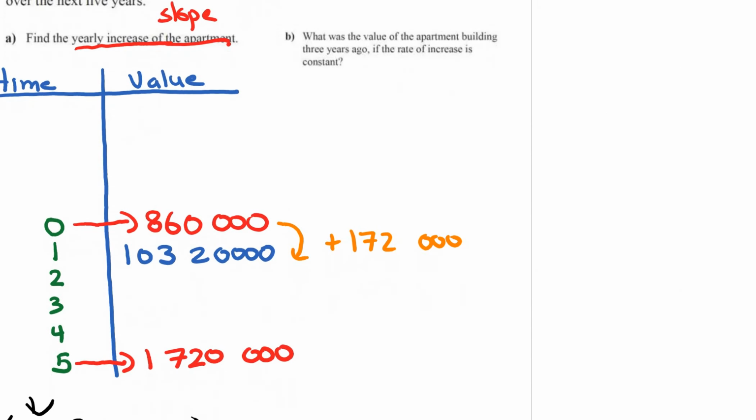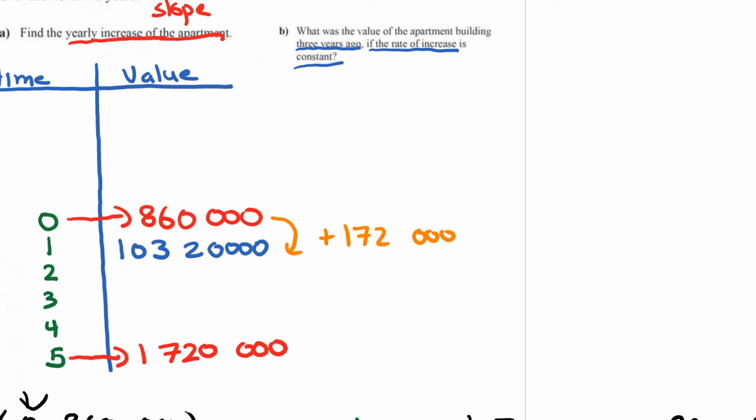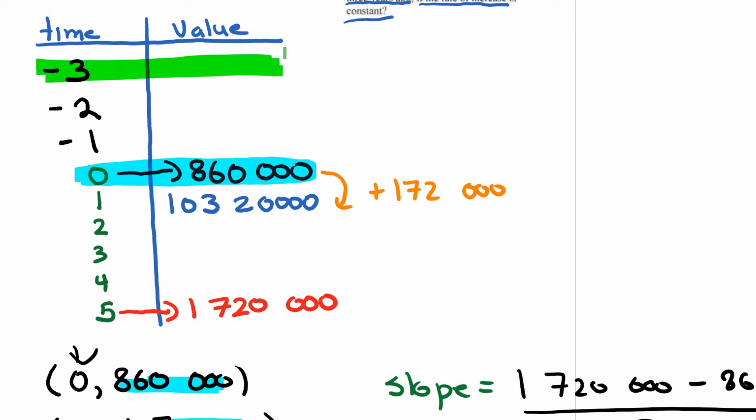Okay, now for part B, the question is asking what was the value of the apartment 3 years ago if the rate increase is constant. So 3 years ago. Okay, so let me go back to my table of values here, right? So this is how much the apartment was worth at the beginning. All right, so we want to know how much was the apartment worth 3 years ago. So if I go backwards now, backwards means like this is like 1 year ago, 2 years ago, 3 years ago.